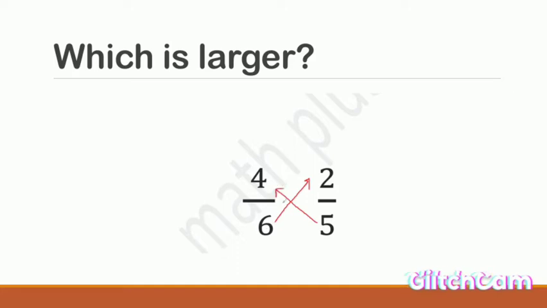Let's multiply. 6 times 2, 12, you write it on top of 2. 5 times 4, it's 20, you write it on top of 4. So, according to this, 20 or 12, which is larger? 20. Therefore, this is my larger fraction. This is very easy for you to understand. And for the exam even, you can use this method. Let's move to the next slide.